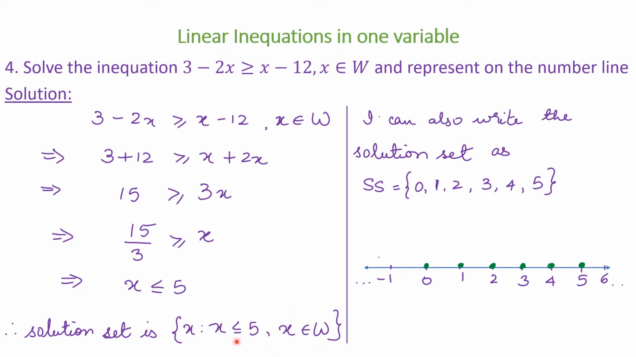When I'm writing here, there is no problem. I can simply write the same thing, but because you're saying x belongs to W, be very careful. This is very, very important. Without you writing where x comes from, there is no meaning to your solution set. And therefore your number line is going to have one more value of x, that is 0.